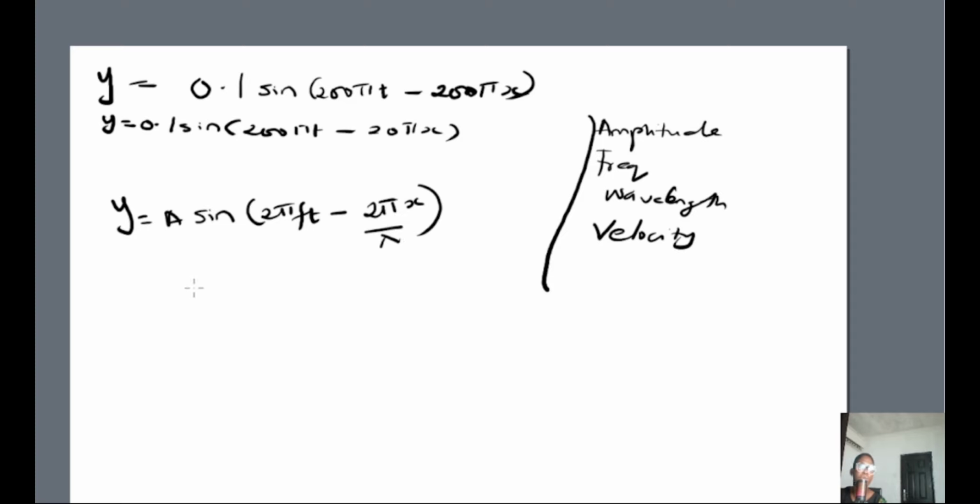We're just going to equate. So this is where our f is, so we can get f from this place. This is where our lambda is, we can get our lambda from here. So let's do that quickly.